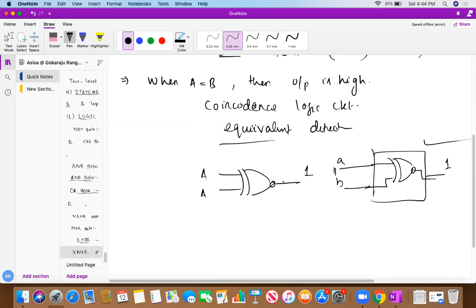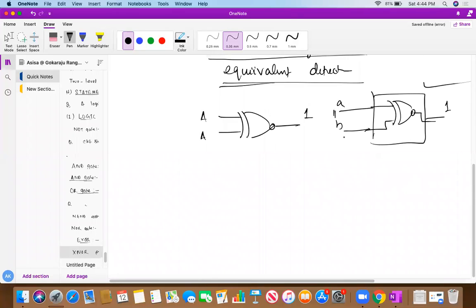So see, these are the different names of the XNOR gate: coincident logic gate and equivalent detector. Why? Because when A equals B, I'll be getting my output high. Okay. So now next point, when A is not equal to B, at that time, the output is low. Okay, very simple. Now we'll also see the enable and disable property of it, how it behaves, whether it's enabling or disabling or not.